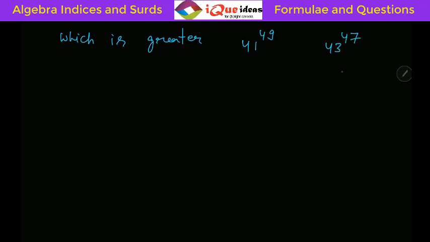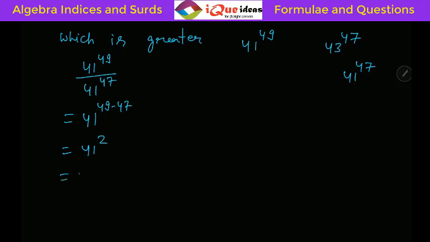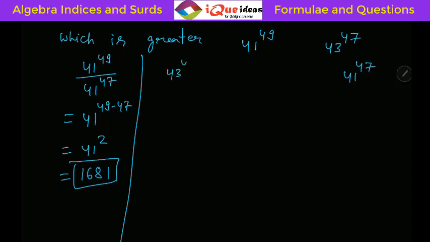Decide the smaller base, smaller power, so 41 raised to 47. So 41 raised to 49 divided by 41 raised to 47 will become 41 raised to 49 minus 47. This is 41 square, and 41 square is 1681. Let it be. Whereas the second one is 43 raised to 47 divided by 41 raised to 47.